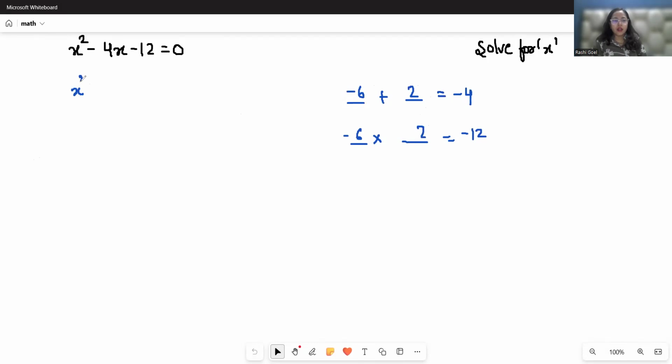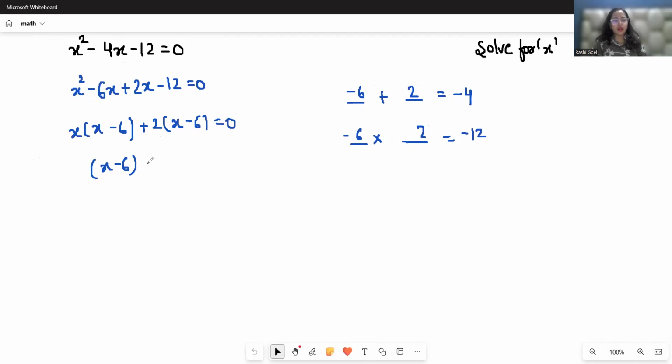So we can write the negative 4x as negative 6x plus 2x minus 12 equals 0. Now from the first two terms, if I take x as common, x minus 6, and from the next two terms, if I take 2 as common, x minus 6 equals 0. Now we can take the bracket as common, that is x minus 6. So what is left? x plus 2 equals 0.